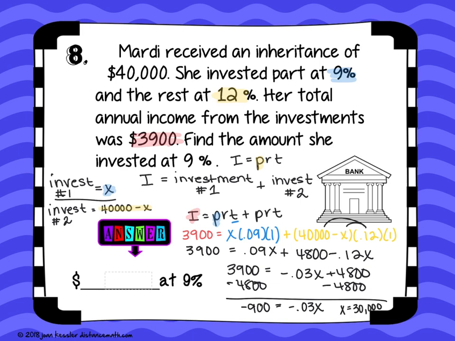X was our first investment, which I highlighted in blue, and that was the one with the interest rate at 9%. So the answer for this one would be $30,000.